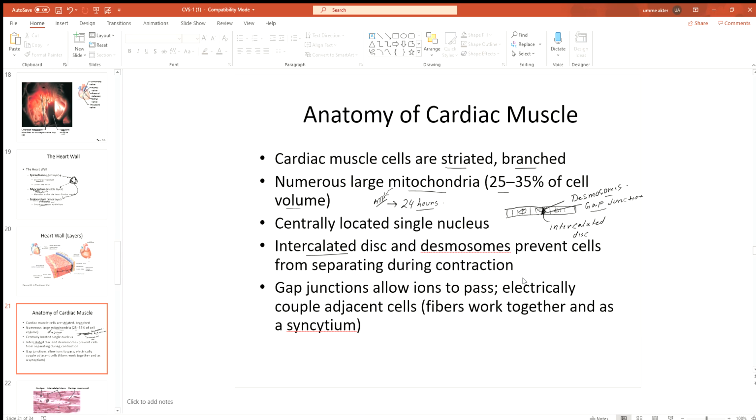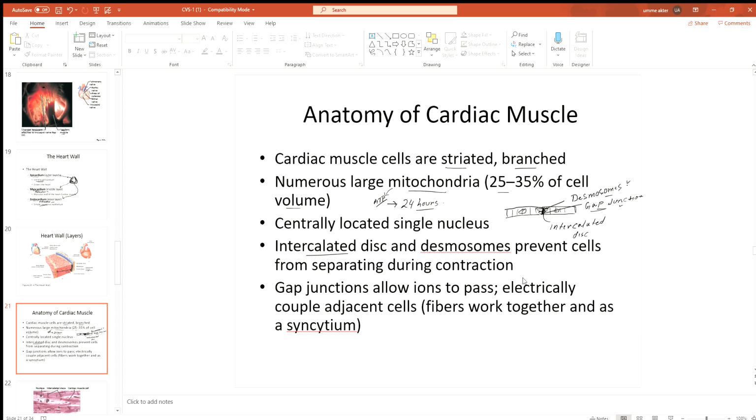So what happens because of gap junctions? The ions can quickly move from one fiber to another. So the heart muscle fibers can quickly talk to each other. So desmosomes hold them strongly together. They will not get separated, and gap junctions help them to talk to each other by exchanging the ions. And because of these two, the heart muscle fibers are strongly connected to each other, chemically as well as physically, and they work together like a unit, and that is called syncytium.